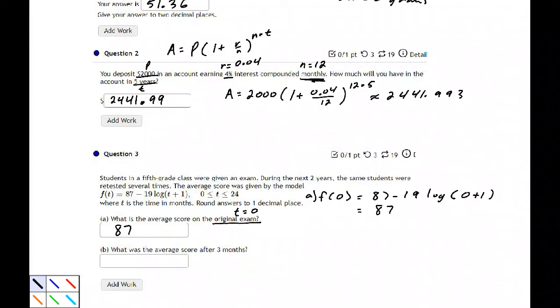For part B, it says what was the average score after 3 months? Well, that means we are going to find f of 3, because t is given in months here. So f of 3 will be equal to 87 minus 19 times log of (3 plus 1). Now let's put that into a calculator utility. 87 minus 19 log (3 plus 1), and that will be equal to 75.56. Since we're going to 1 decimal place, that rounds to 75.6.